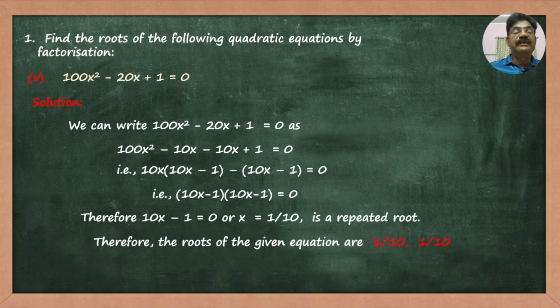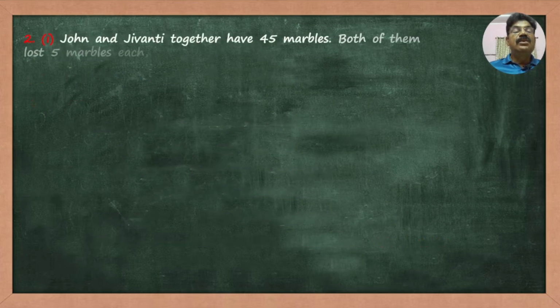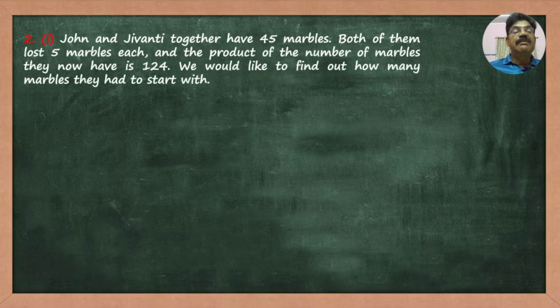It is very simple. Now, let us move on to the second problem. John and Jeevanti together have 45 marbles.